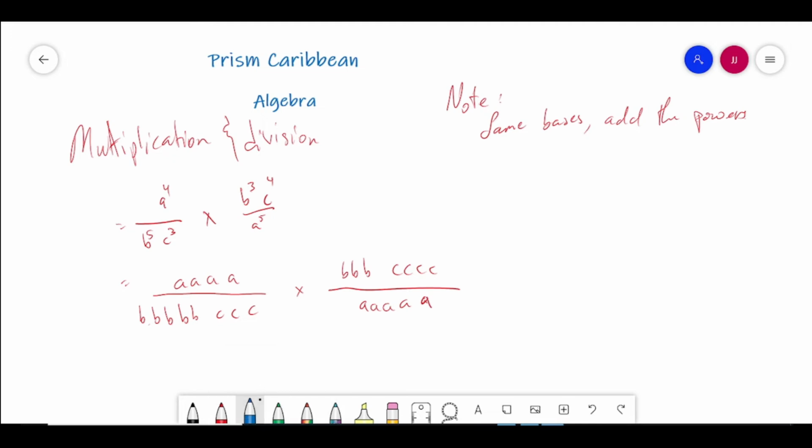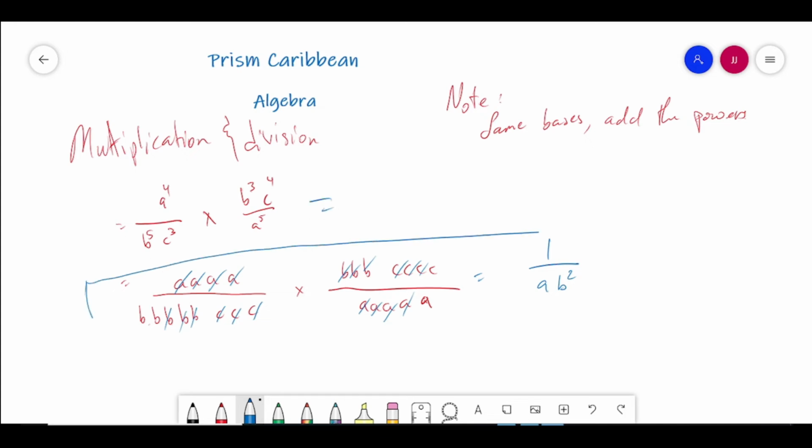Now, of course, simplifying it, we have 4 a's here, so these can go out with the 4 a's here. And then we have 4 c's here and 3 c's here, so we can eliminate the 3 c's here and 3 c's here. And then we have 3 b's here and 5 b's here. And of course, we can eliminate that as well. And this will give us 1 over, we have an a here, and 2 b's, which will be b squared. But let's do this another way.